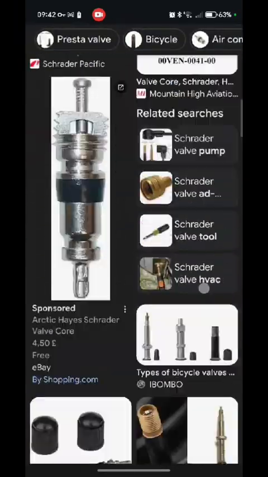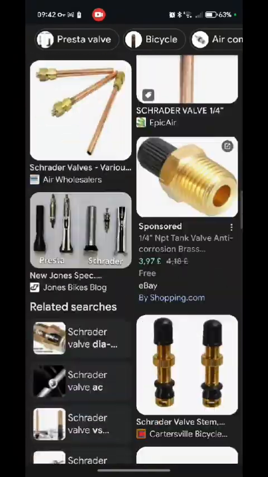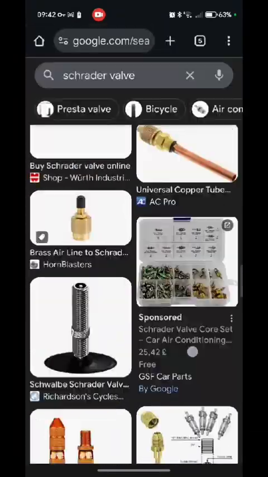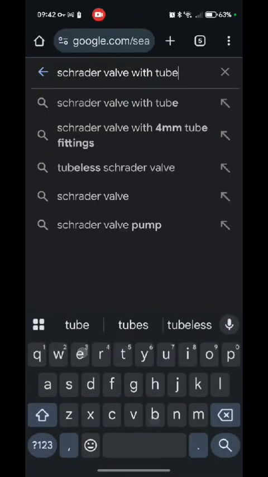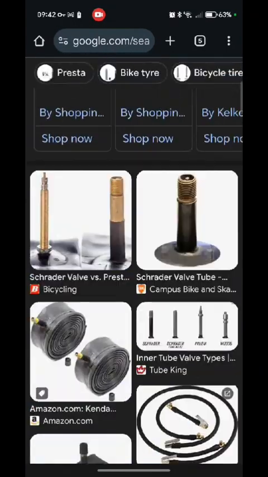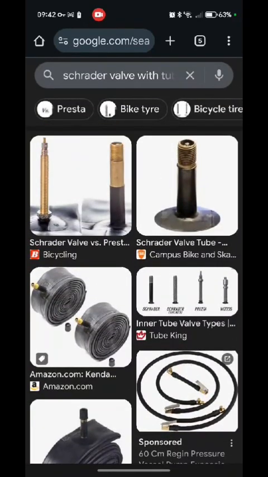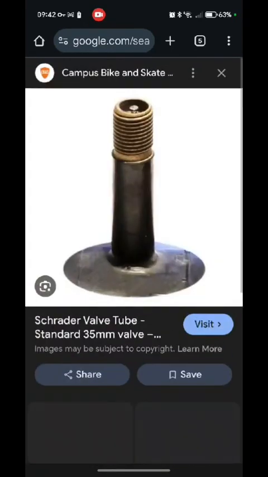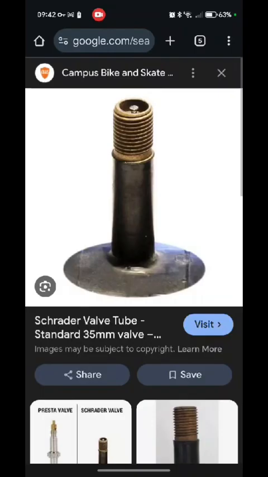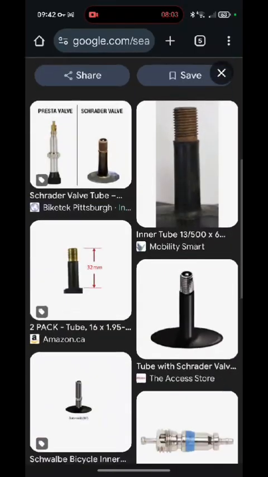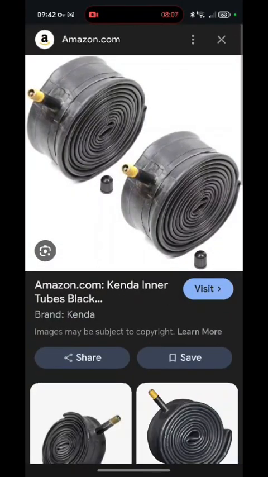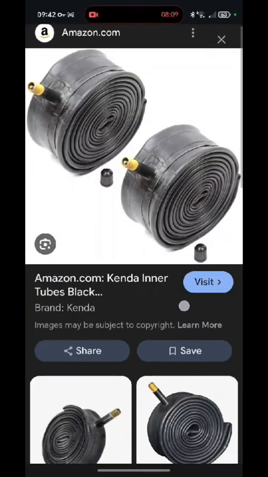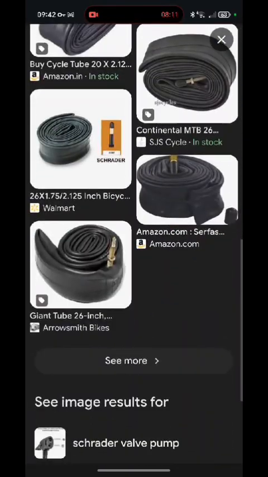I'll see if I can see it here. I'll have to type it in. Schrader valve with tube. And this is similar to a car tire. So you see here, this is where it holds it from the inside. That's what we normally see. We just see the top part, right? But then you also got ones which are designed like this. So it always depends on the manufacturer, what they decide to do.